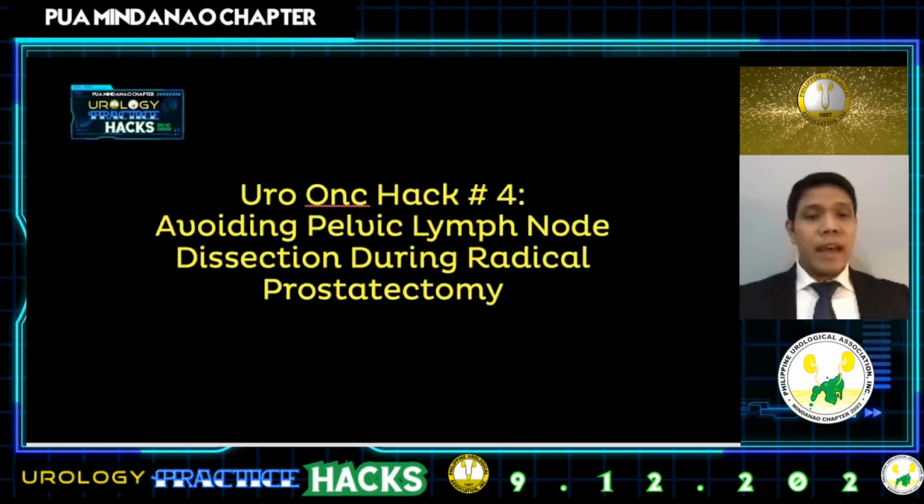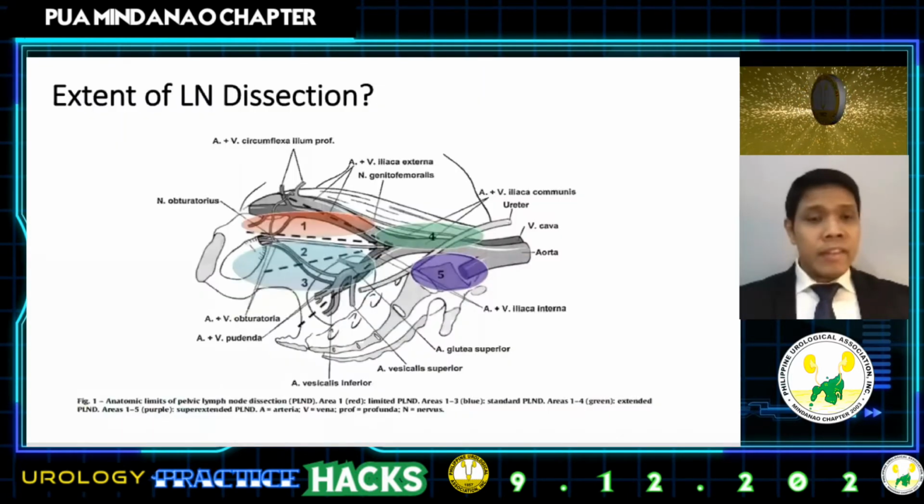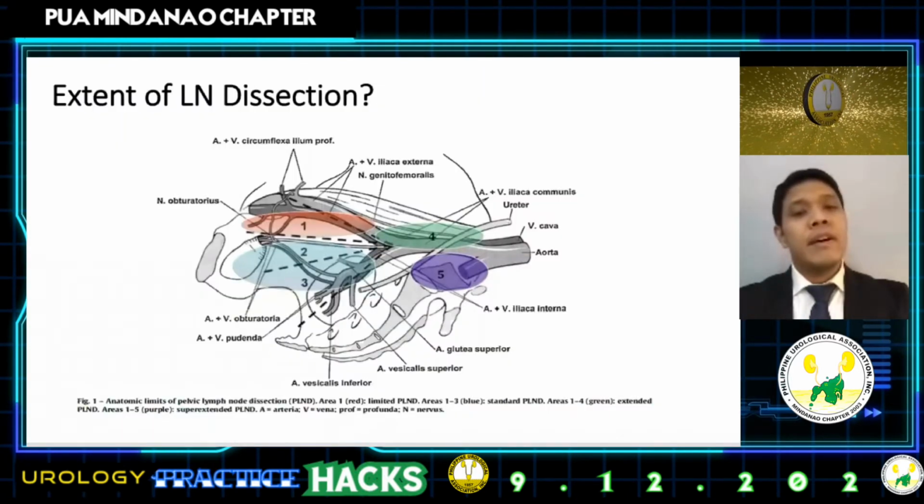On to the next hack and somewhat controversial topic for uro-oncologists is that of pelvic lymph node dissection for prostate cancer. So the role of lymph node dissection, or LND, in prostate cancer is somewhat blurry, and limiting, or if possible, avoiding it is a useful hack. So this slide shows the different anatomic limits of lymph node dissection.